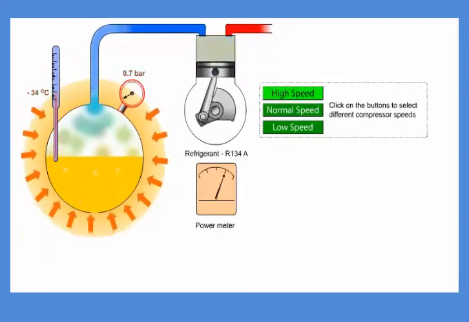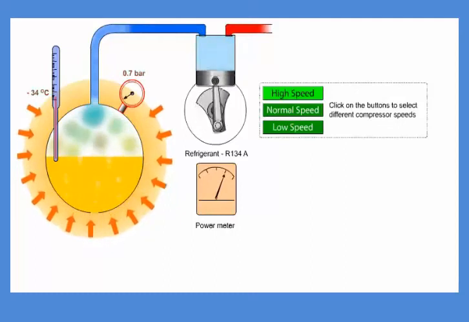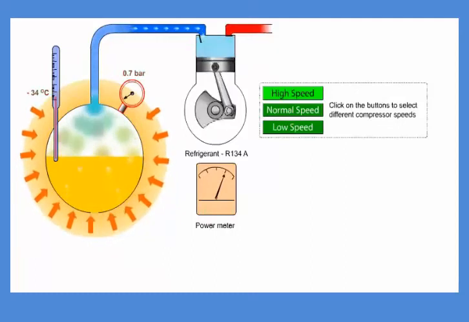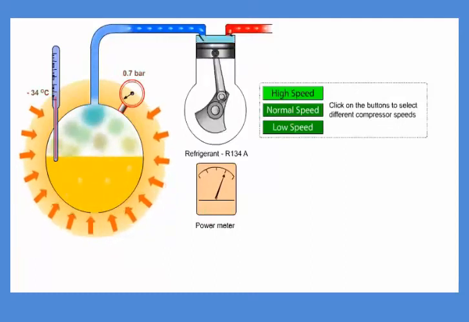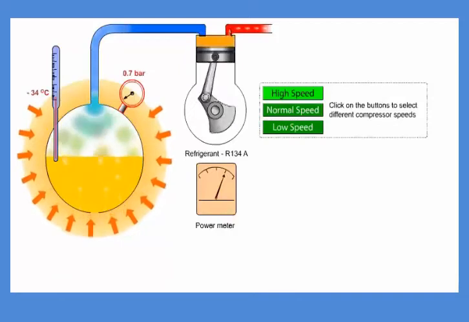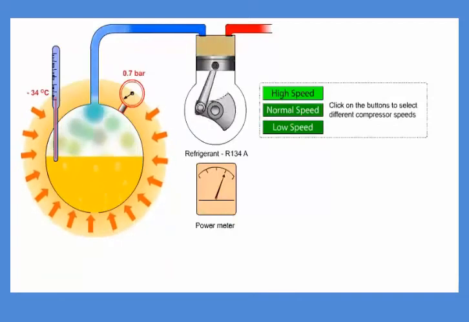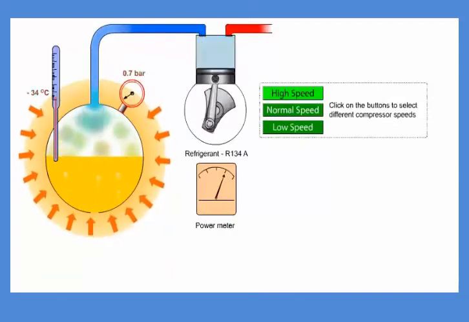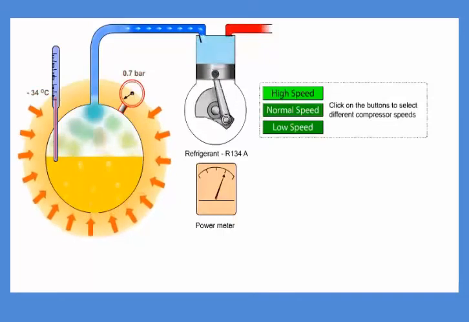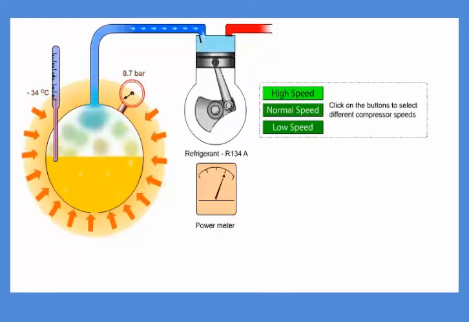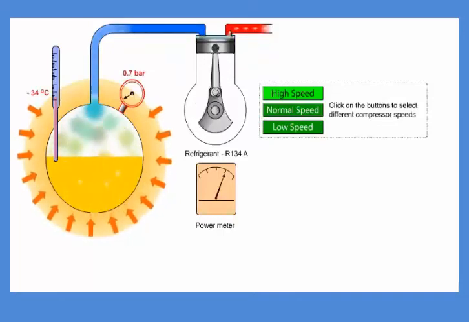It is possible to increase the capacity of the compressor. One way of doing that is by increasing the revolutions of the compressor. We are now increasing the revolutions on the compressor, and you can see that the power consumption to the electric motor is also going up.